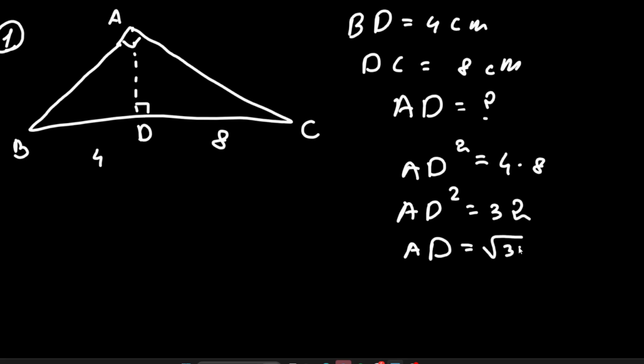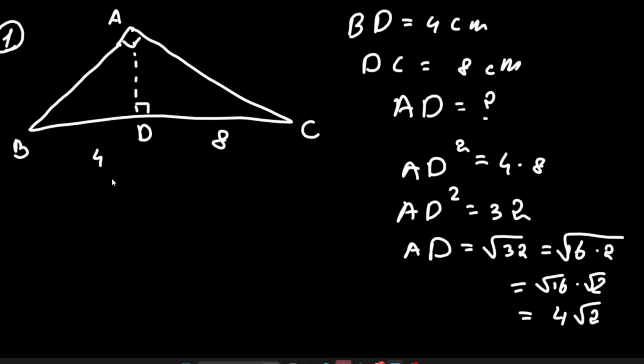No, it's not 6, not 5. Is there no square root? Yeah, there is. So 32, we can simplify it into a smaller number. We can write it as 16 times 2, right? The square root of both. And the square root of 16 is 4. So 4 square root of 2. So that's the answer. Okay. Our height is 4 square root of 2. Yeah, the height AD is 4 square root of 2.